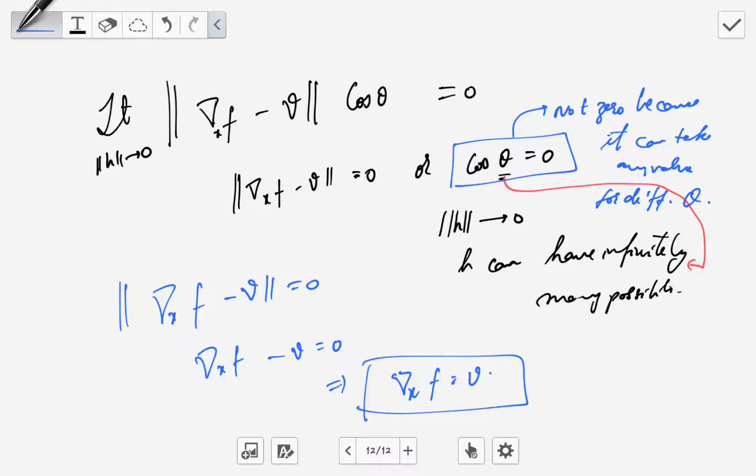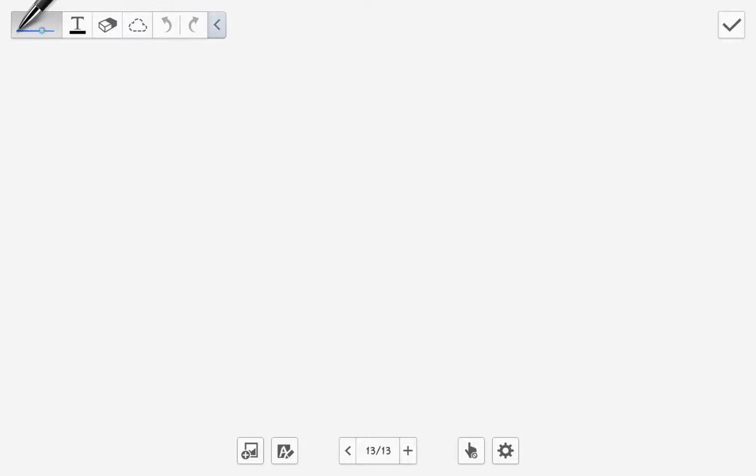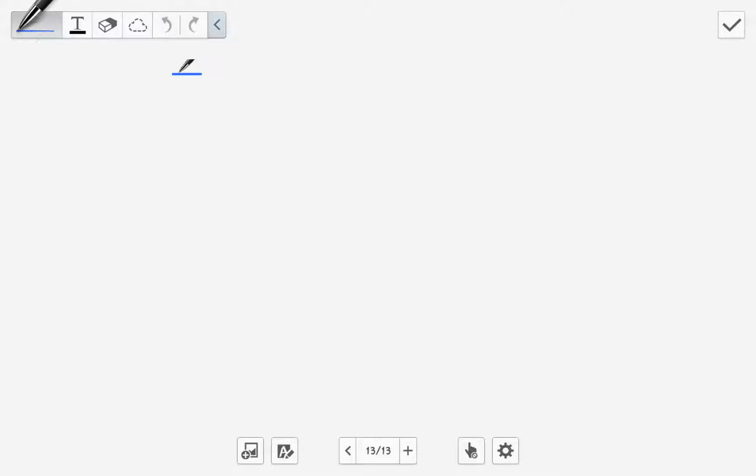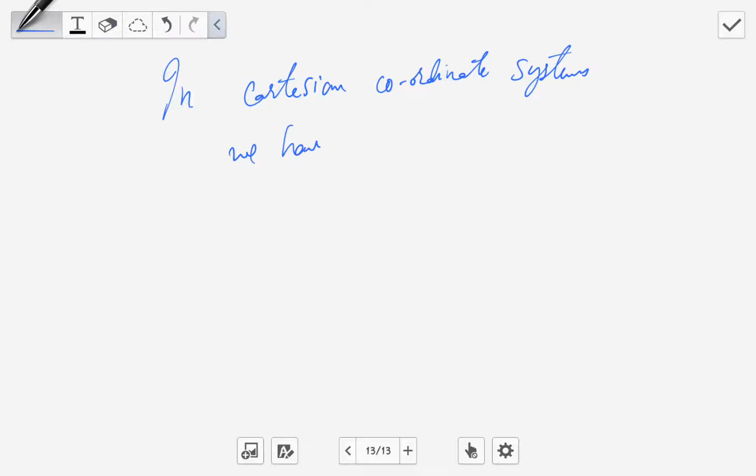which means, in Cartesian coordinate systems, we have v, which is your Fréchet derivative, as the gradient.